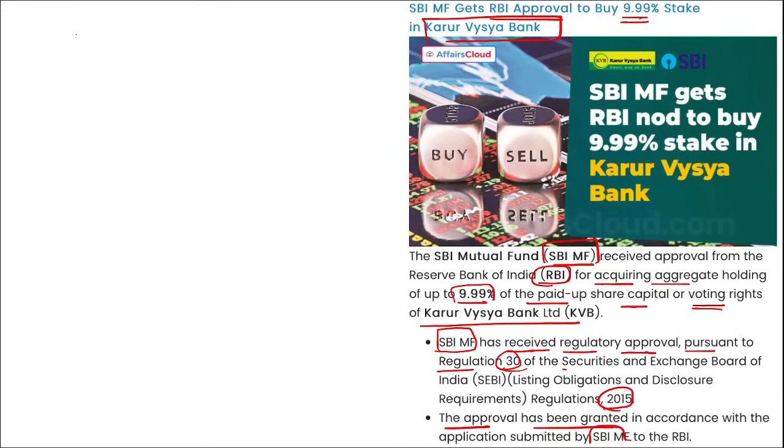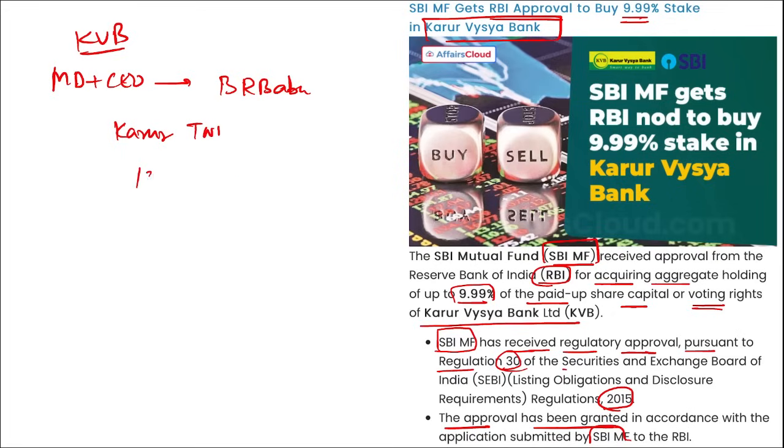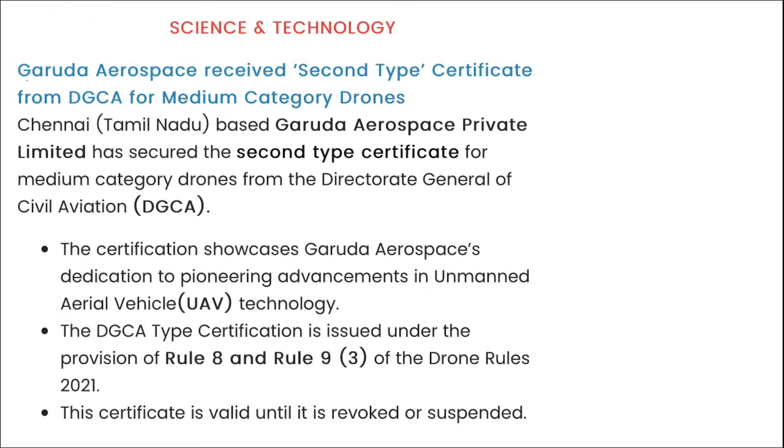Then if we talk about Karur Vysya Bank, who is the managing director and chief executive officer here? B. Ramesh Babu. Then headquarters is in Karur, Tamil Nadu. And when was it started? In 1960. Right? Next is science and technology.